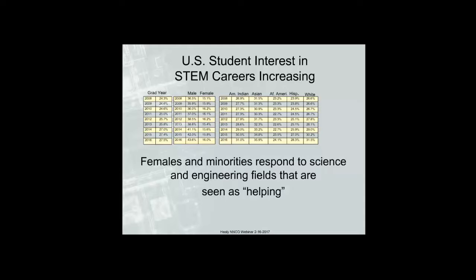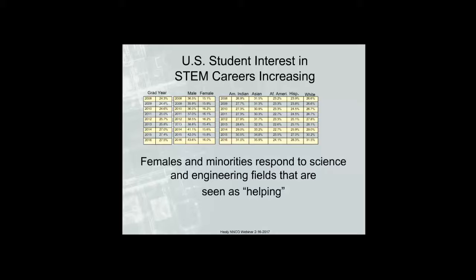And the last one that I want to show to say why we need to do this: we are seeing an increase in STEM interest, so obviously we're doing a good job. We're seeing an increase, but as you can see, with male to female, we're not doing such a good job on females. But American Indians, Asians, African Americans, Hispanics, and white all show a strong interest in STEM.